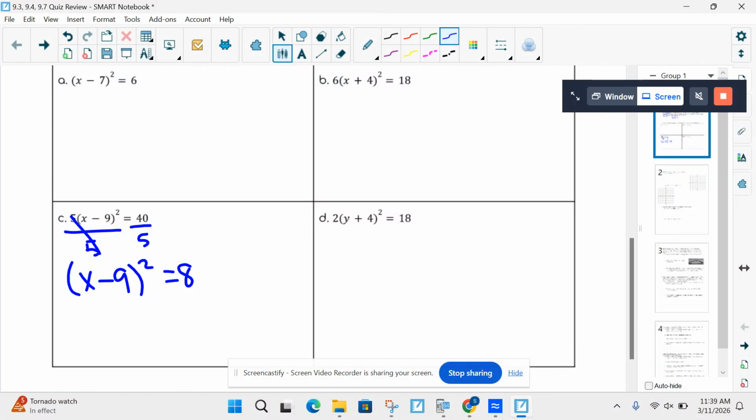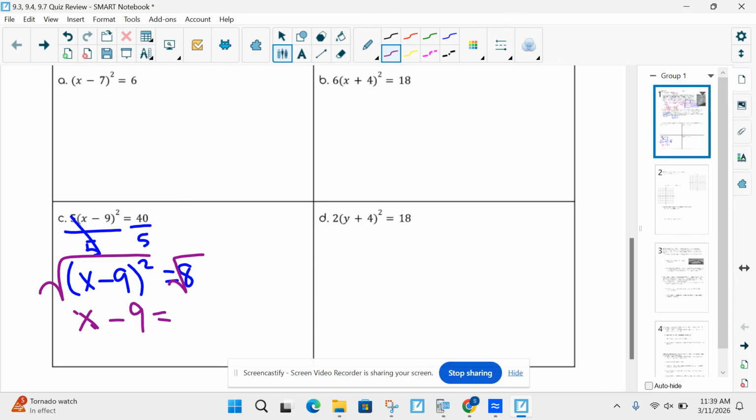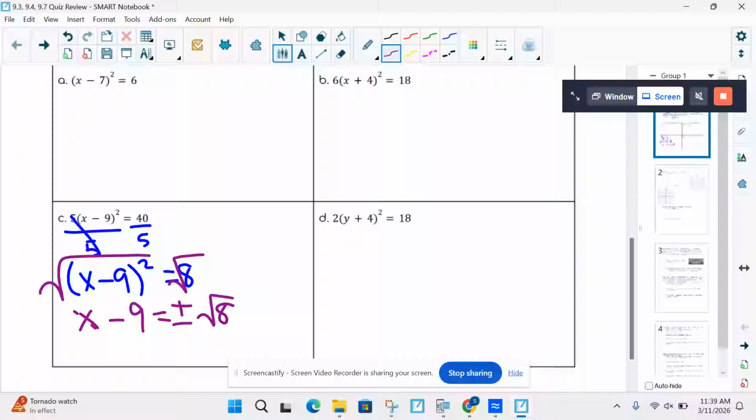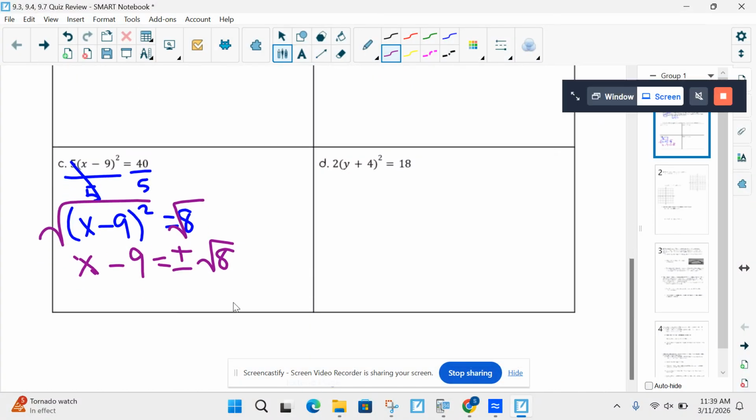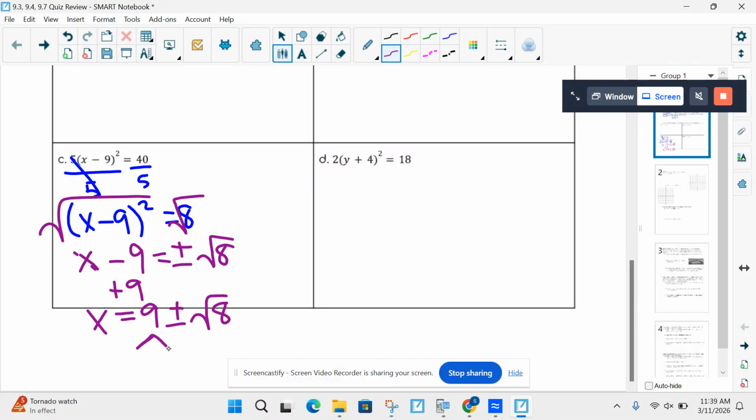And now we can take the square root to get the x minus 9 out of the square that it's in. So we would write x minus 9 equals, now remember, the step that you take the square root at, that's what you have to do plus or minus with. So plus or minus the square root of 8. Then you would add the 9 over. So x equals 9 plus or minus the square root of 8. And you would have 9 minus the square root of 8 and 9 plus the square root of 8.